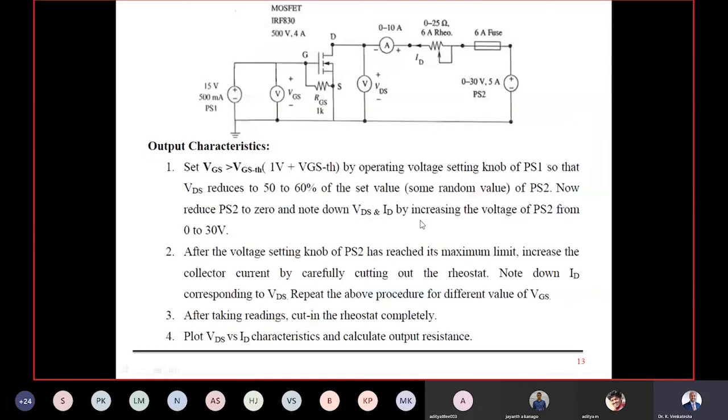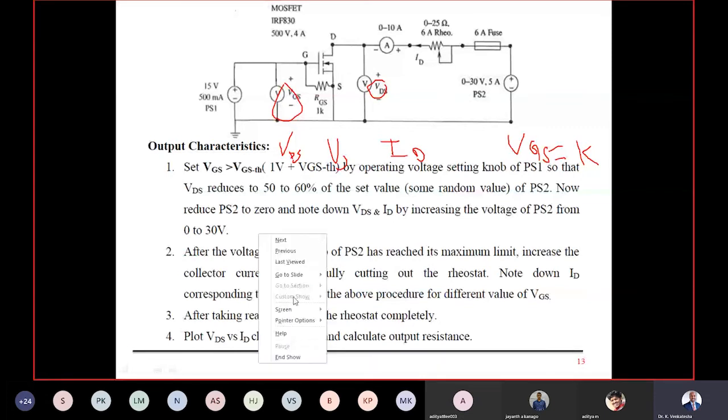Now output characteristics. When you say output characteristics, it's a plot of output voltage VDS versus output current ID. So output characteristics is a plot of output voltage VDS versus output current ID for constant VGS. So we have two parameters, output voltage and output current, and VGS is set as a constant parameter. So let us see how to conduct the experiment.